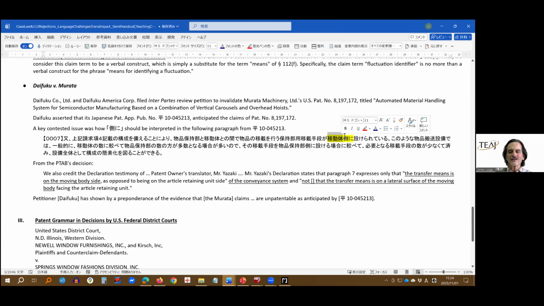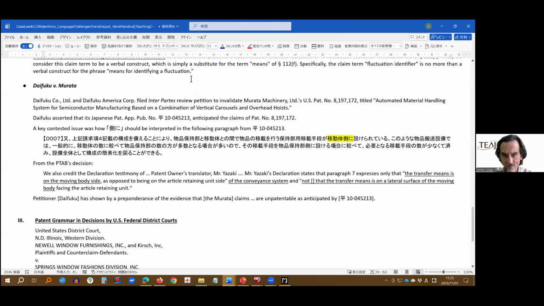The entire assertion of anticipation hinged on this one phrase, "idō tai gawa ni." And Daifuku had a translator that testified for this proceeding. I guess the testimony is submitted to the appeal board as part of the proceedings.